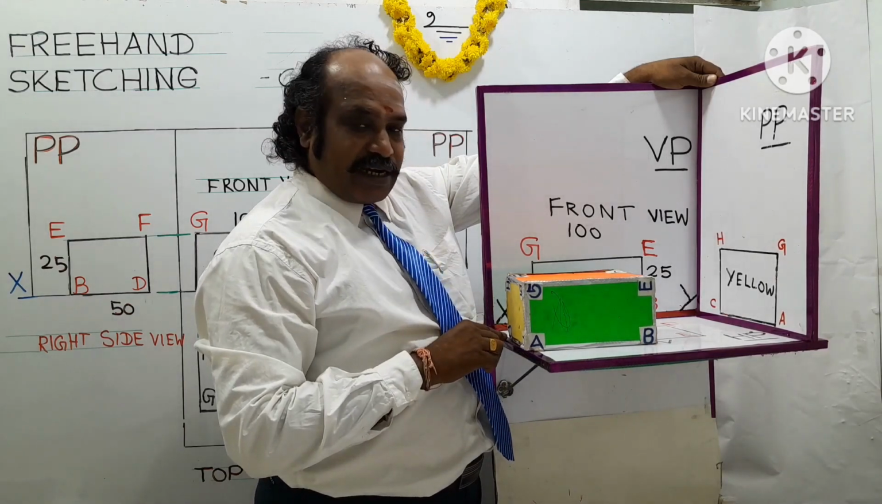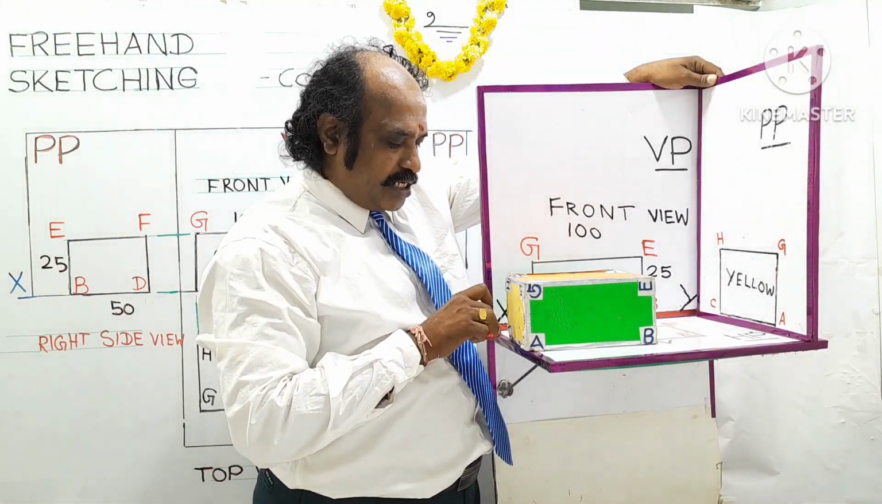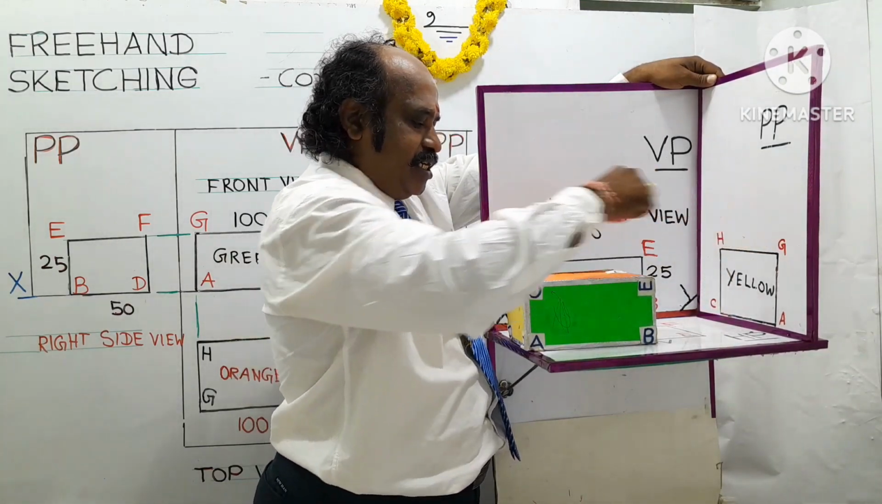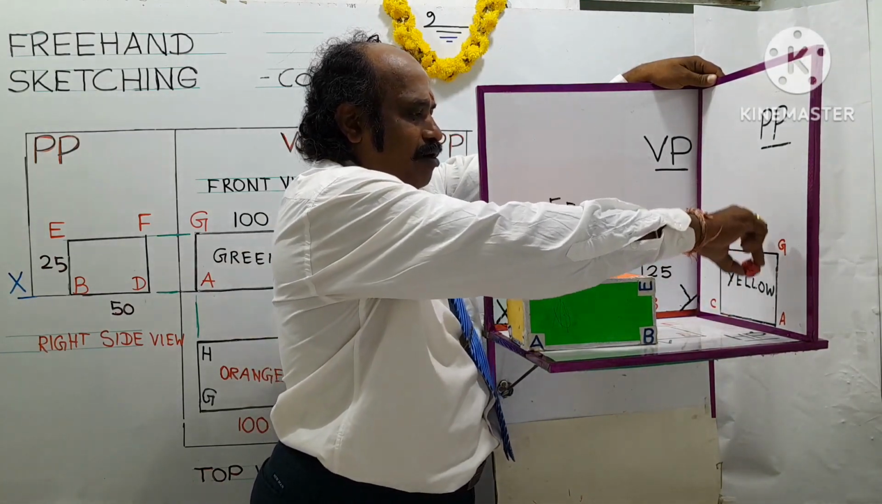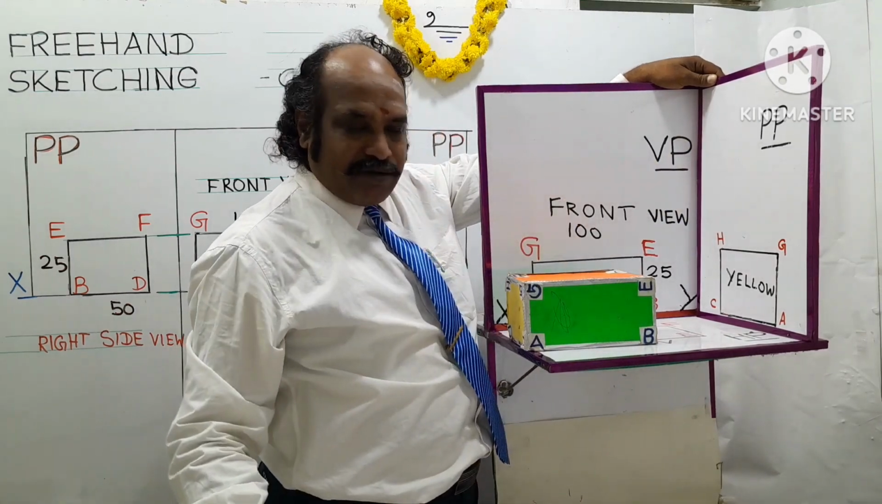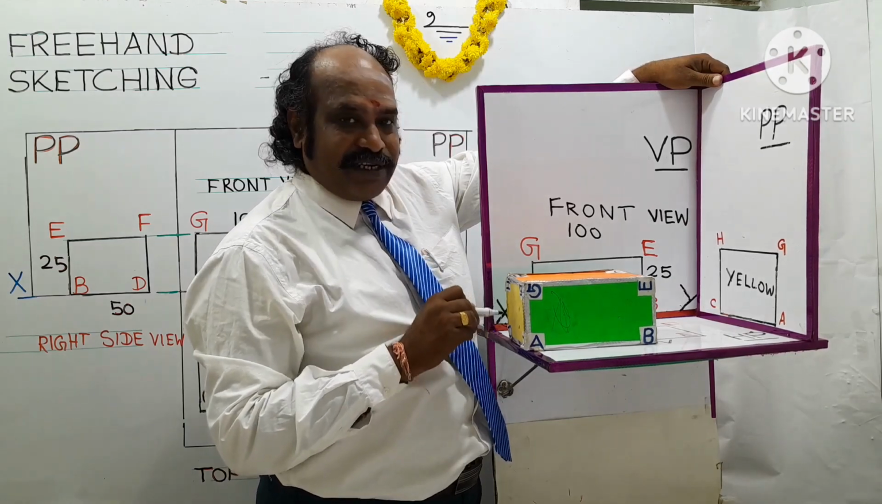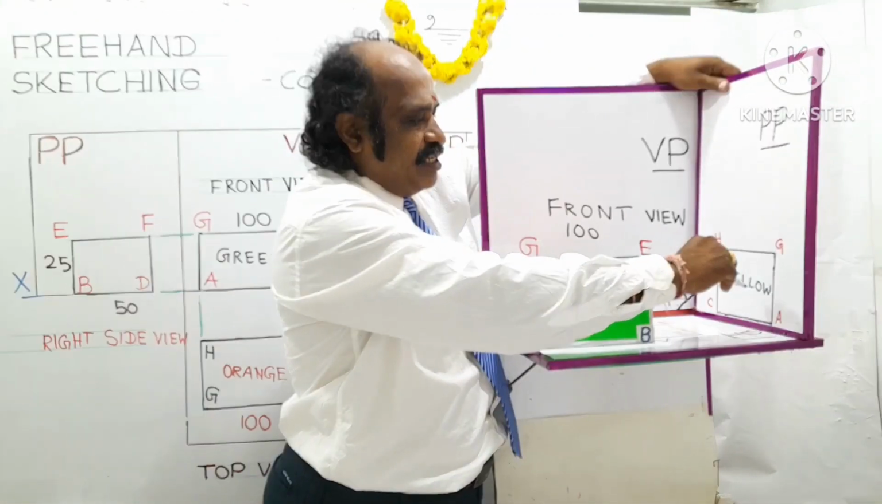Base corner, another base corner at the back side is C. C is projected and it is marked as C in the profile plane. The top corner G is projected, H is projected. If you join all those projected points, you will get a smaller rectangle. This is having the yellow surface. That yellow is written here.